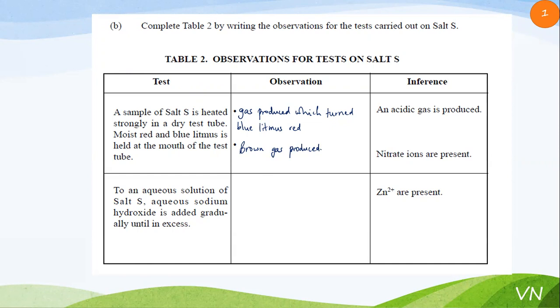The second test is that to an aqueous solution of the salt S, aqueous sodium hydroxide is added gradually until in excess. And the inference that we're making is that zinc 2 plus ions are present. So for the observations, first we'll have to talk about the color of the precipitate, and then what happens to the precipitate in excess sodium hydroxide.